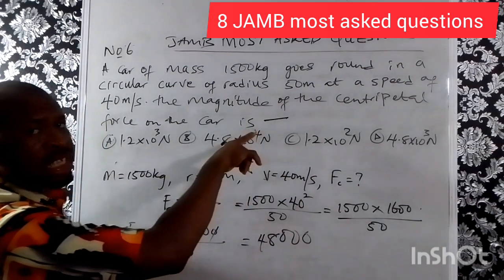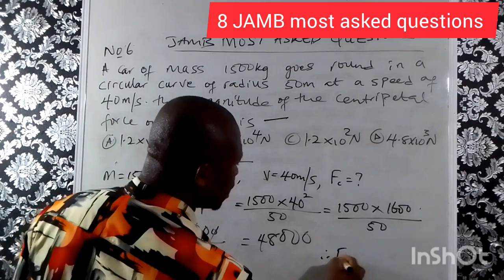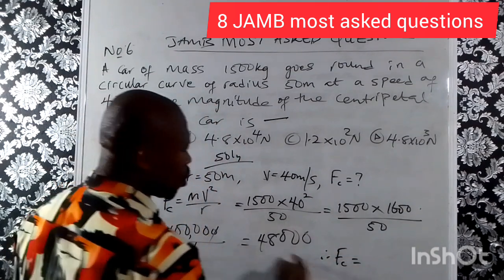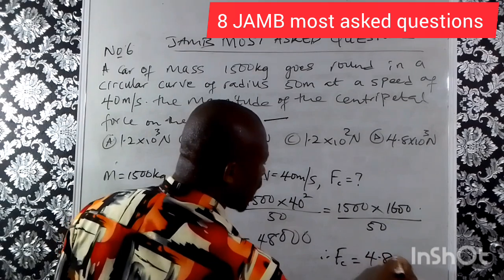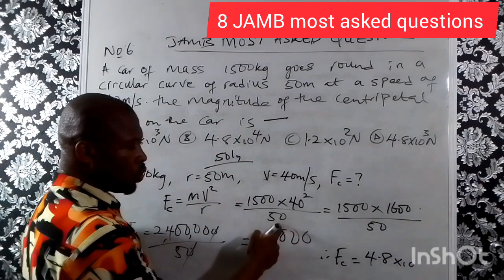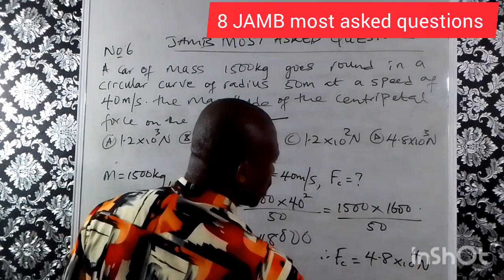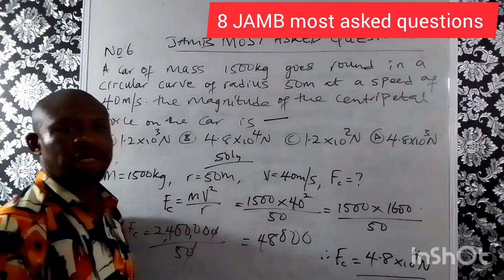Put it in standard form. If you put it in standard form, you will now have that the centripetal force is equal to 4.8 multiplied by, now we move 1, 2, 3, 4. It will give us 4.8 times 10 raised to the power 4 Newton.